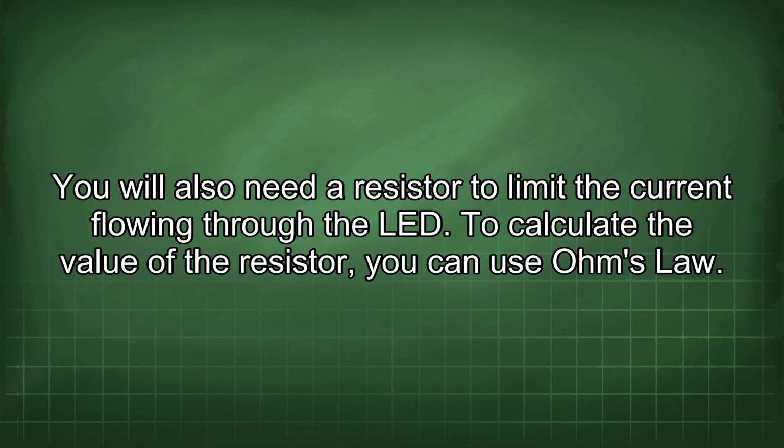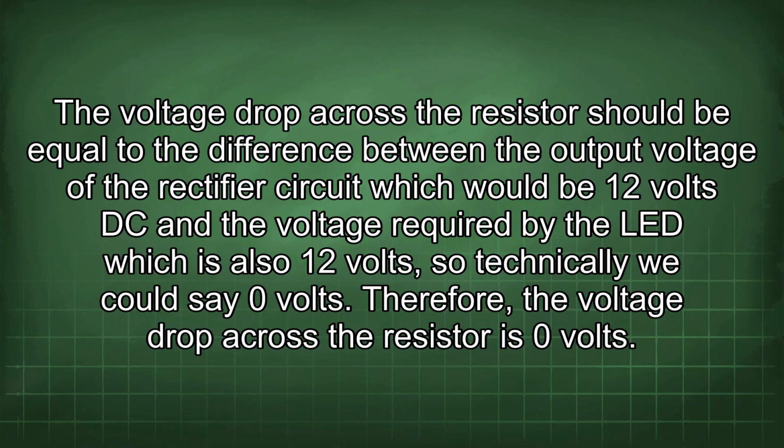To calculate the value of the resistor, you can use Ohm's law. The voltage drop across the resistor should be equal to the difference between the output voltage of the rectifier circuit, which would be 12 volts DC, and the voltage required by the LED, which is also 12 volts, so technically we could say 0 volts. Therefore, the voltage drop across the resistor is 0 volts.